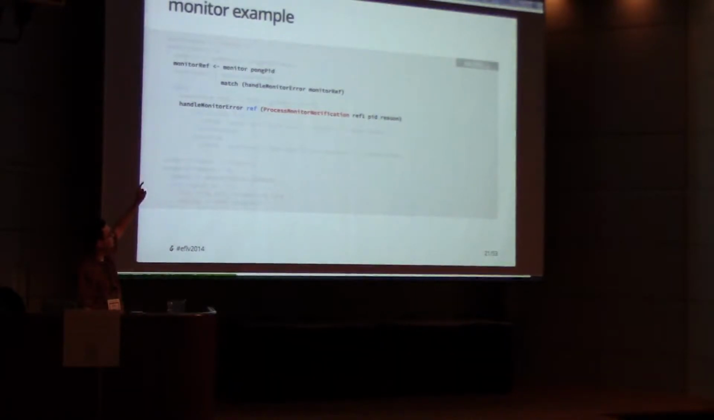I have a function that receives both a ref and a notification of a process. And I'm calling here on the top the handle monitor error, passing the value that I have right now, which is the ref. And this API is going to see this as a function that just receives a process monitor notification, even though I partially applied before. That's pretty nice.